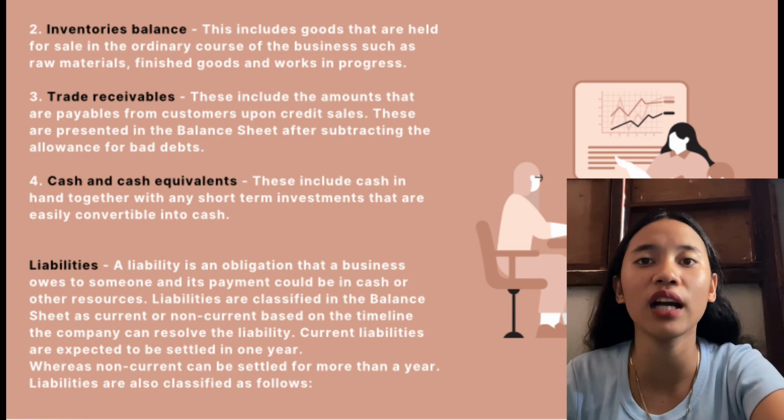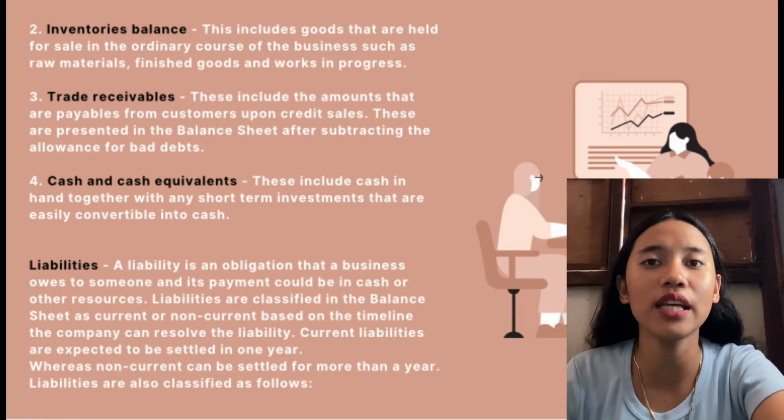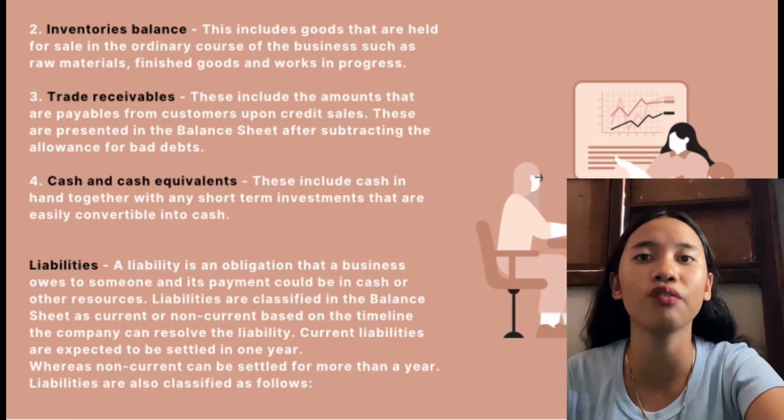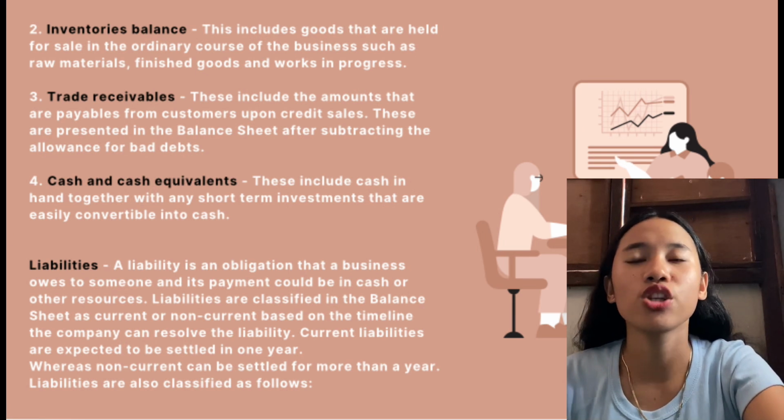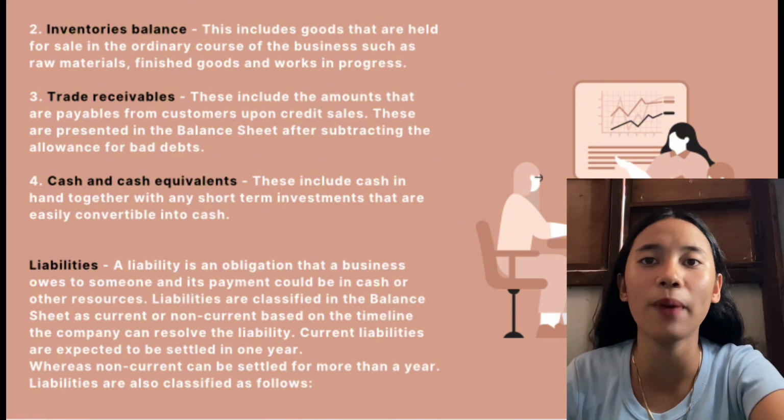Number four is cash and cash equivalents. This includes the cash your business has on hand and any short-term, highly liquid investment that can be easily converted into cash, like short-term bonds. So these are the components of the balance sheet.